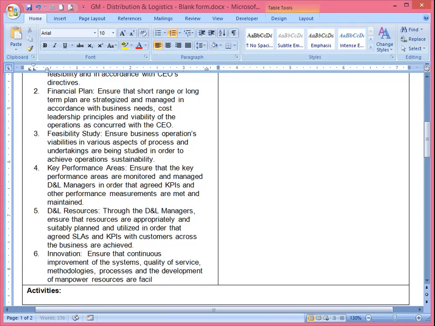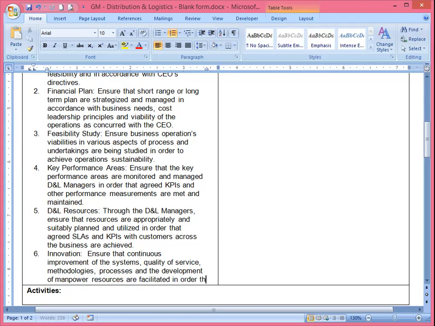Important for a GM to have a competency of facilitation, right? Do you agree with me? Right, facilitation. Are facilitated rather. Are facilitated. I think I had the wrong spelling. Right, facilitated.